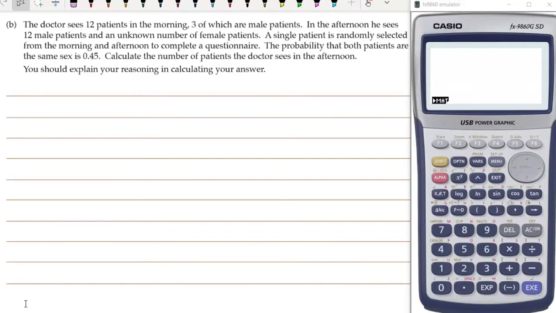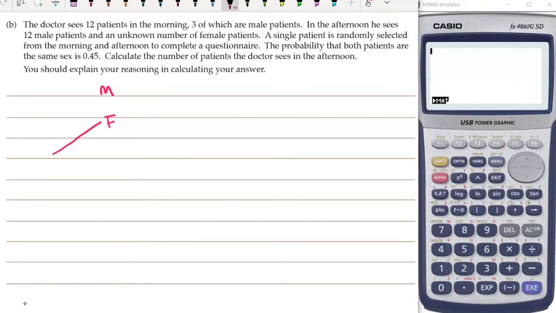Okay, for part B, we've got that the doctor is seeing patients categorized as male or female, and a single patient is randomly selected in the morning. So the morning patient could be female or male, and then the afternoon patient also gets randomly selected, and they also would be categorized as female or male.